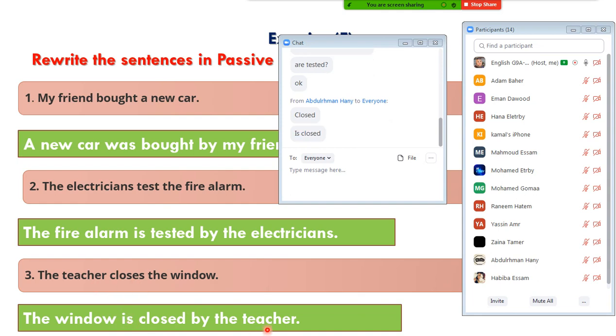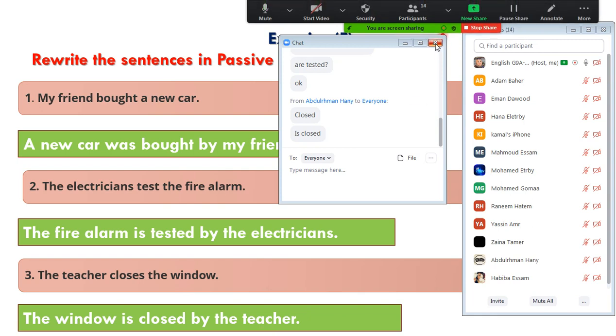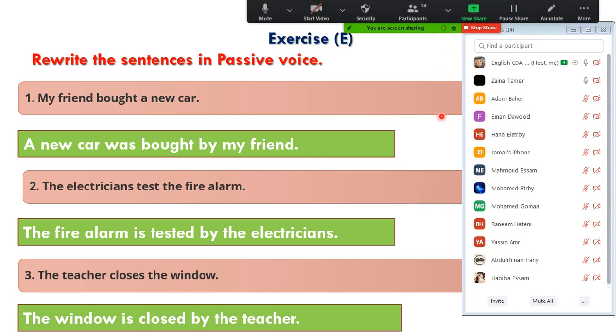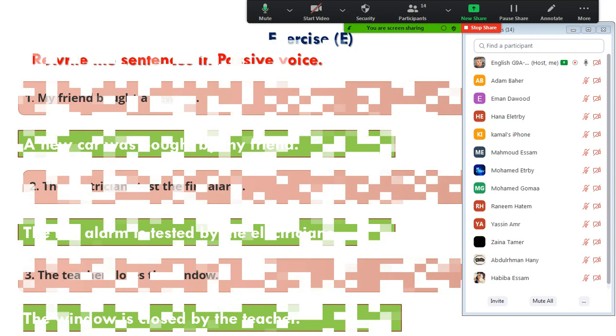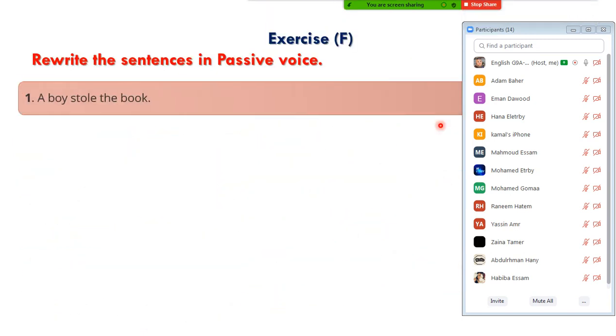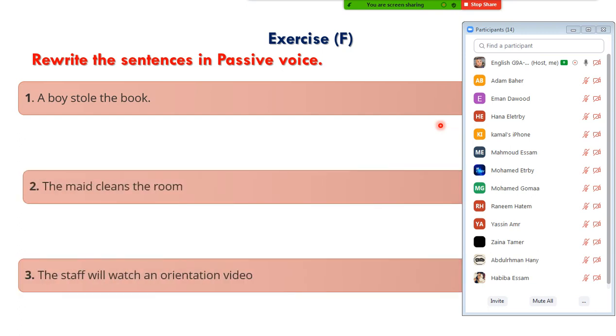Okay, guys, do you understand what we are doing here? Yes. Okay, great. Let's move to another one. You write the sentence in passive voice. This means that all the sentences here are active ones. Adam Beher, yes, read the first one.